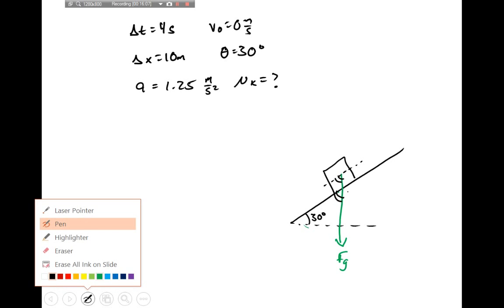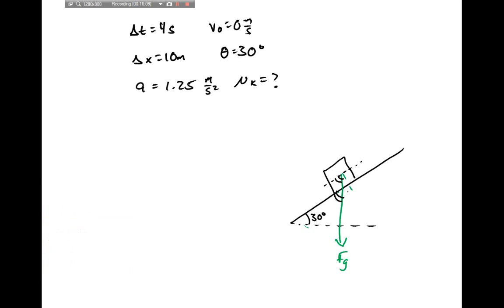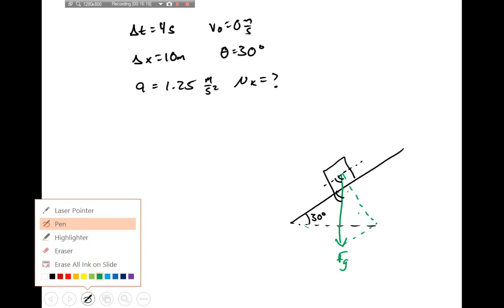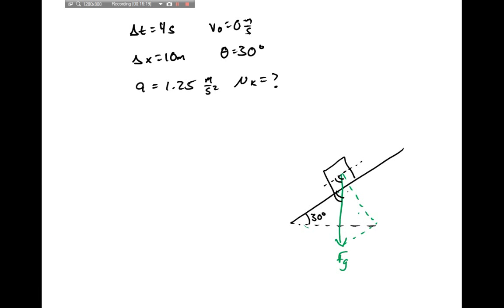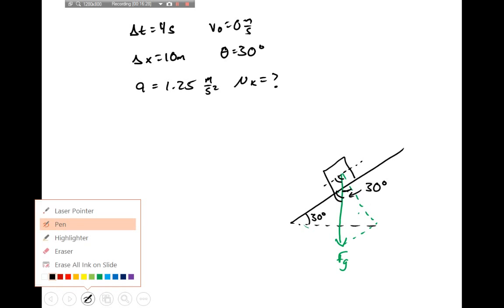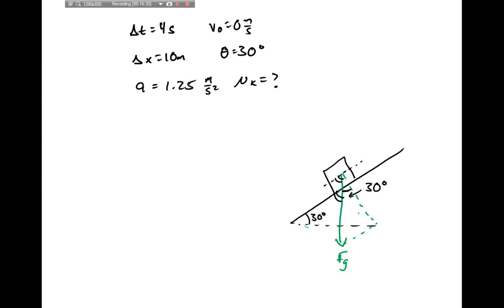If I'm decomposing this force, I'm trying to figure out what this component is. It's perpendicular to the surface. I can see that this angle right here then is 30 degrees, this angle in this triangle here. So let me go ahead and draw this again a little bit bigger. Draw this up here. Here's my force due to gravity. Here is my y component. Here's my x component.